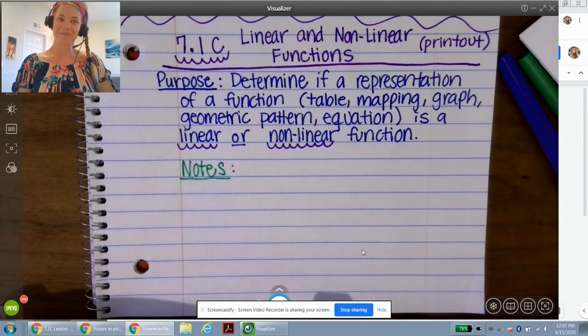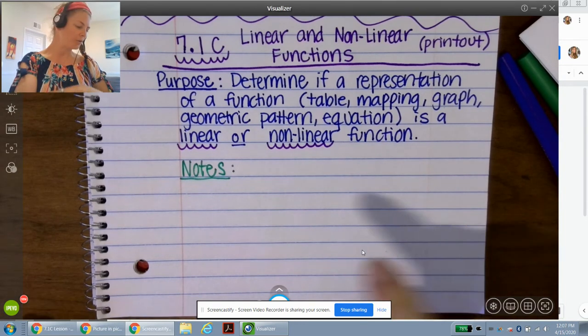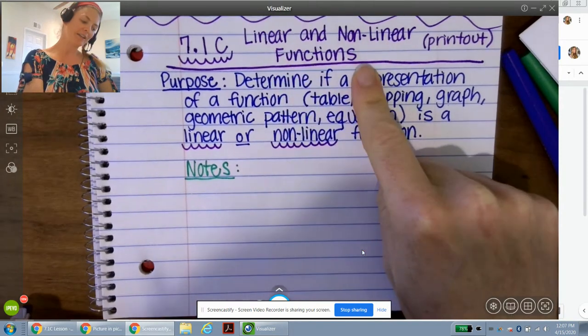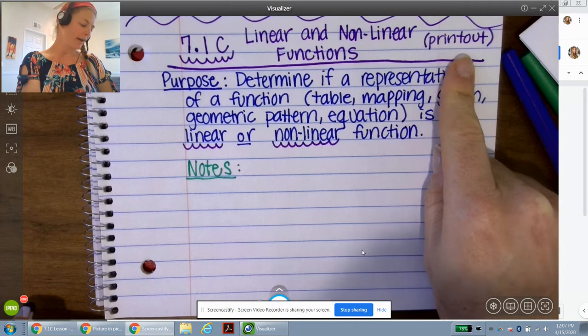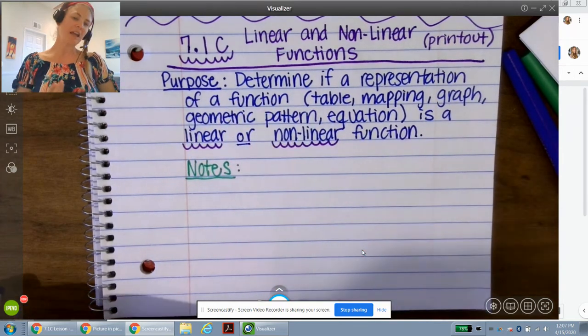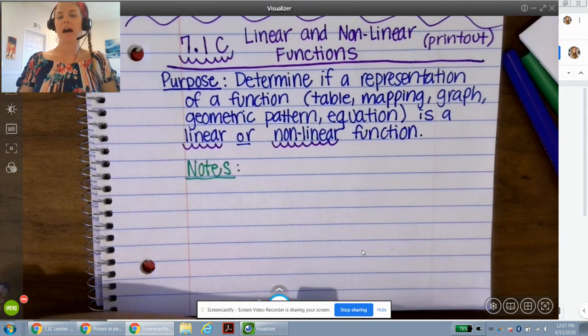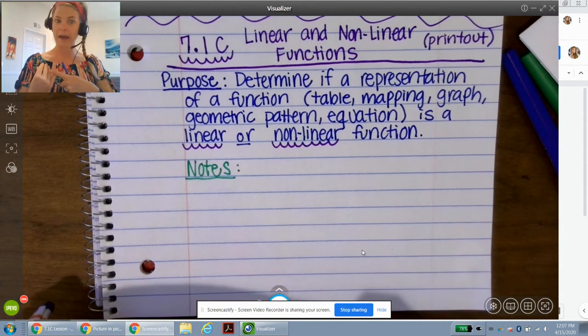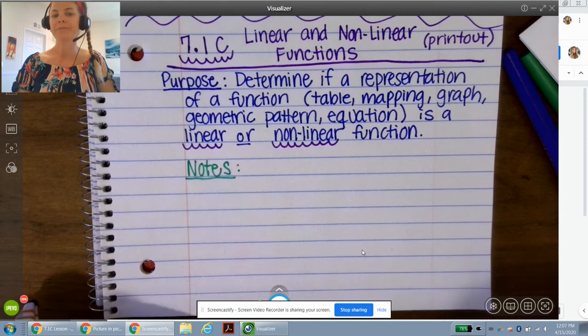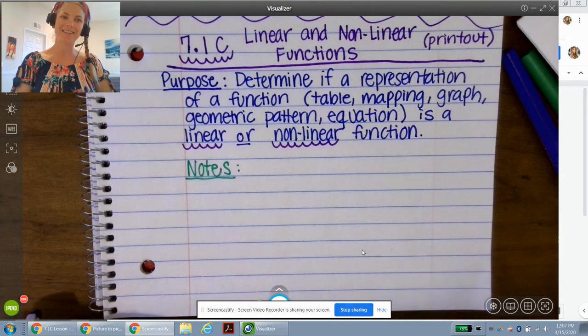Let's get started. 7.1c, if you are a notebook person, linear and nonlinear functions. We're doing this on a printout or right on PDF. Purpose: we're going to determine if a representation of a function, meaning if I give you a table, a mapping, a graph, a geometric pattern, or an equation, is a linear or nonlinear function. Okay, let's get started.